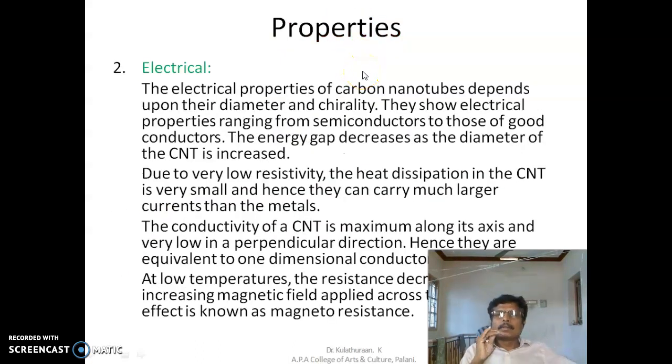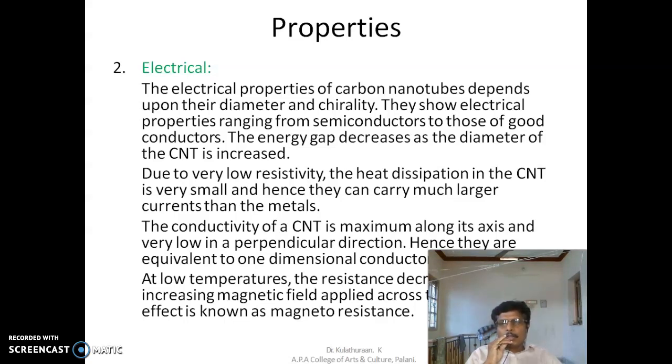Then electrical properties. The electrical properties of carbon nanotubes depend upon their diameter and chirality. They show electrical properties ranging from semiconductors to those of conductors. The energy band gap decreases as the diameter of carbon nanotubes is increased. Due to very low resistivity, the heat dissipation in the carbon nanotubes is very small, and hence they can carry much larger currents than metals.